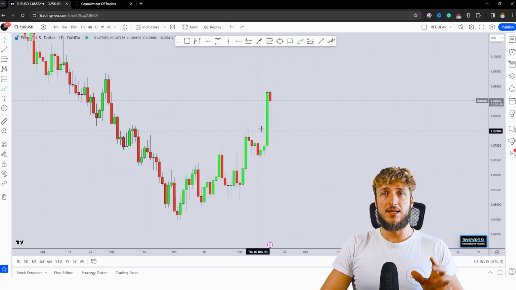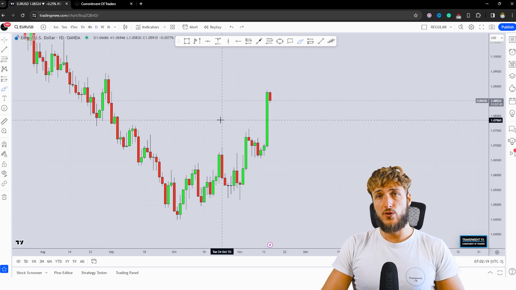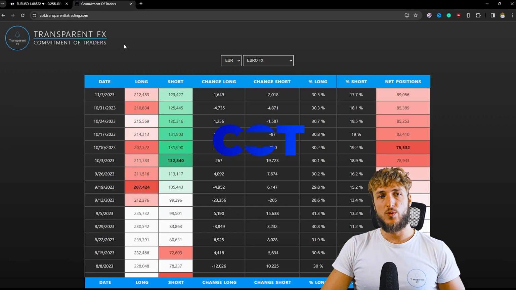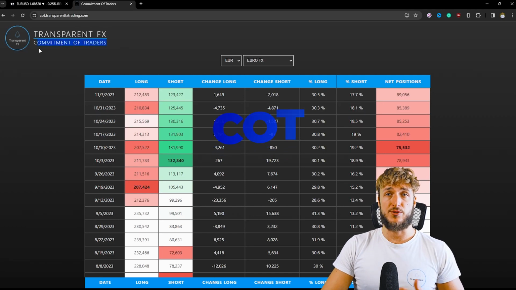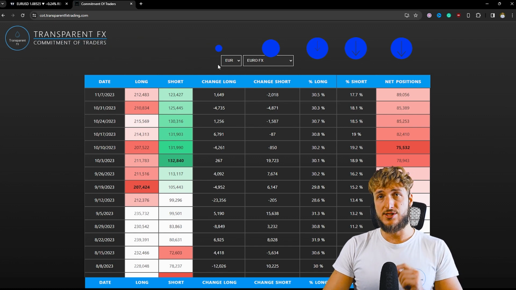Now, it's definitely time to assess the new structure that we have when it comes to the daily time frame. However, before we get into that, I want to speak about what we have from a COT perspective, so essentially the order flow of institutions, and I want to check the data precisely for the euro.